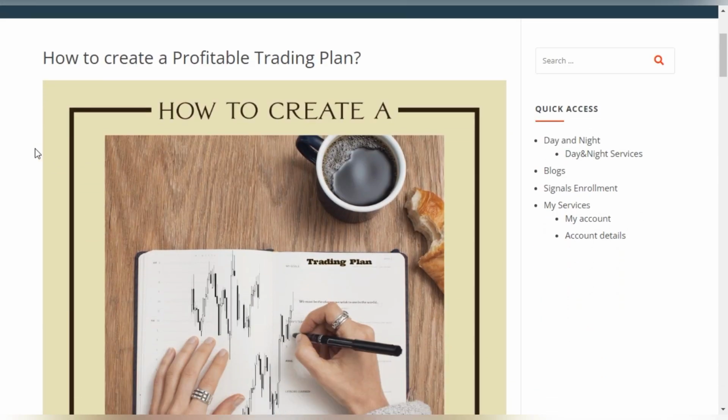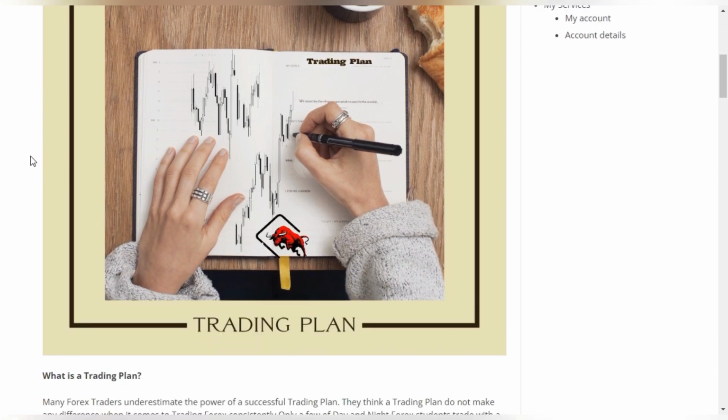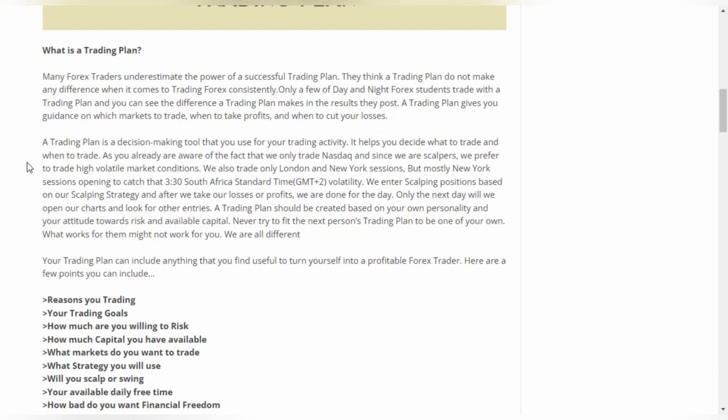Like we said, a fool with a plan can always beat a master without a plan, right? That is something that you need to keep in mind. So you always need to have a plan when you're approaching your trading on a daily basis. So what exactly is a trading plan?